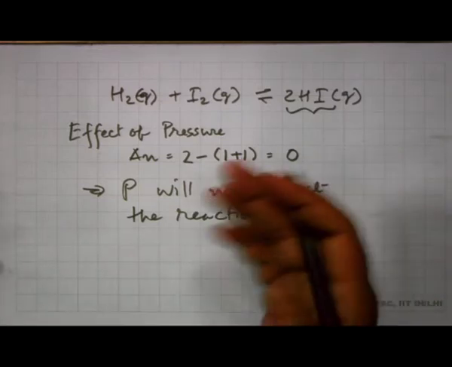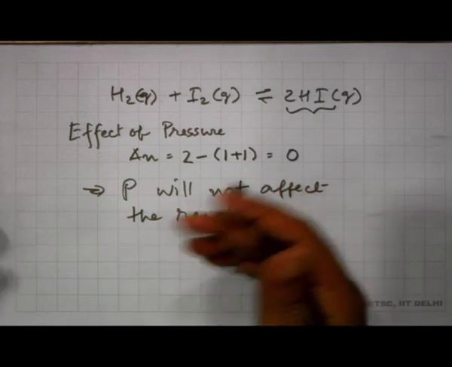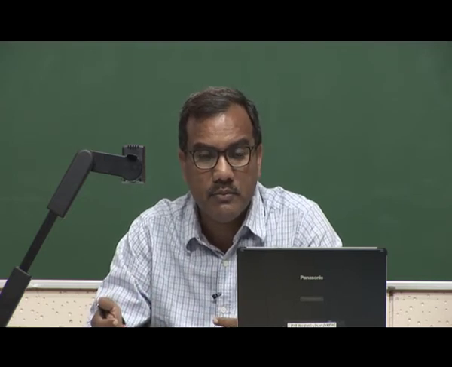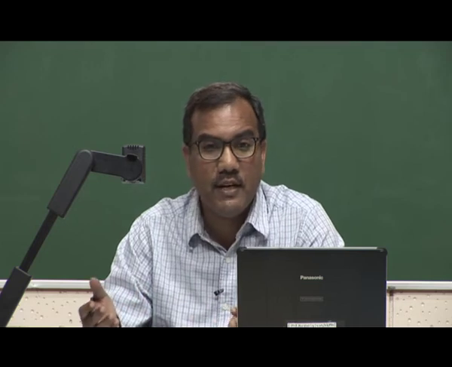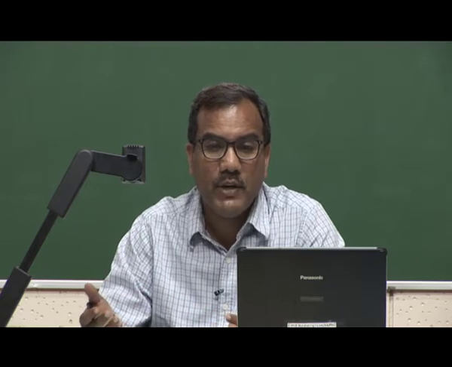If suppose we increase the volume to double, pressure will decrease, but since delta n is 0, there will be no effect of increasing or decreasing the volume, no effect of inert gas either, even at constant pressure. The only thing which can affect this reaction is temperature. If it is an endothermic reaction, the effect of temperature will be different, and if it is exothermic, the effect of temperature will be different.